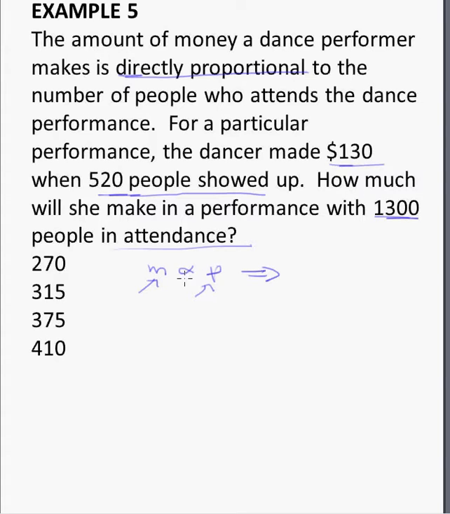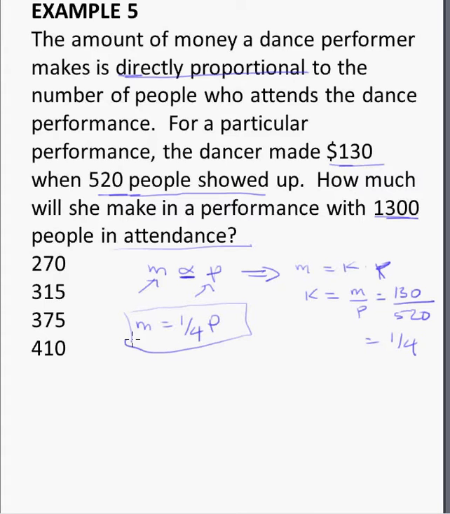If I set the proportion, since it is directly proportional, it means M is equal to K times P. That means we can always say that this K, which we call the proportionality constant, is equal to M over P. What do I know? I got $130 for 520 people, and 52 goes into 520 ten times, so that means 1 over 4. So my K is equal to 1 over 4. That means M is equal to 1 over 4 times P. This becomes the equation you can use for that.